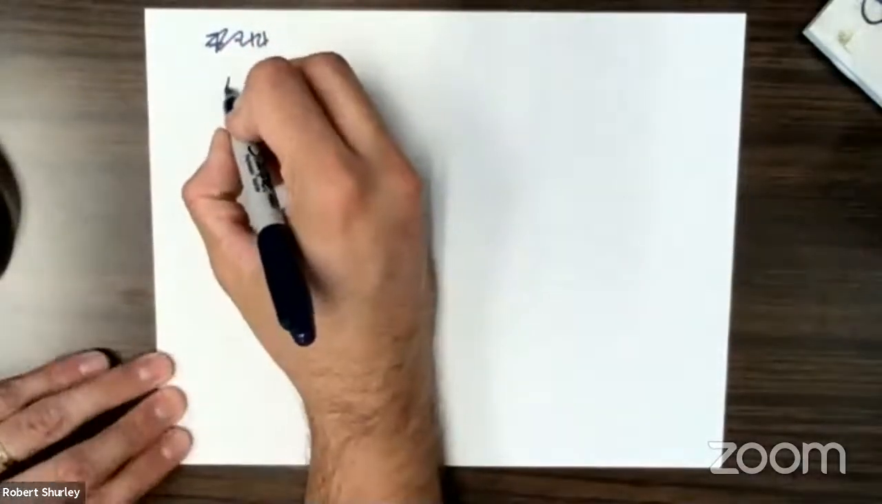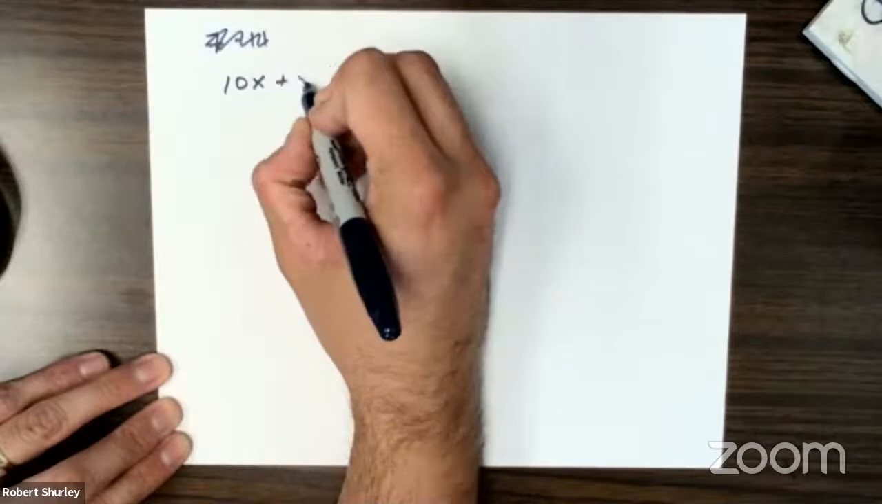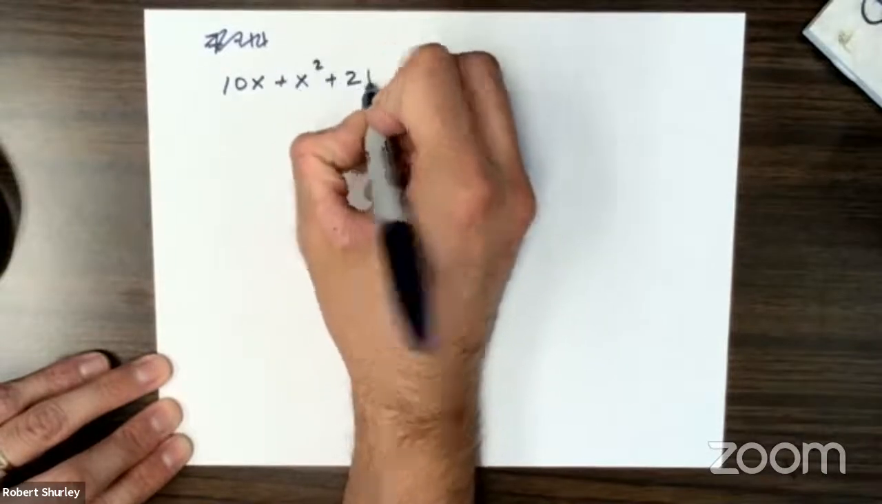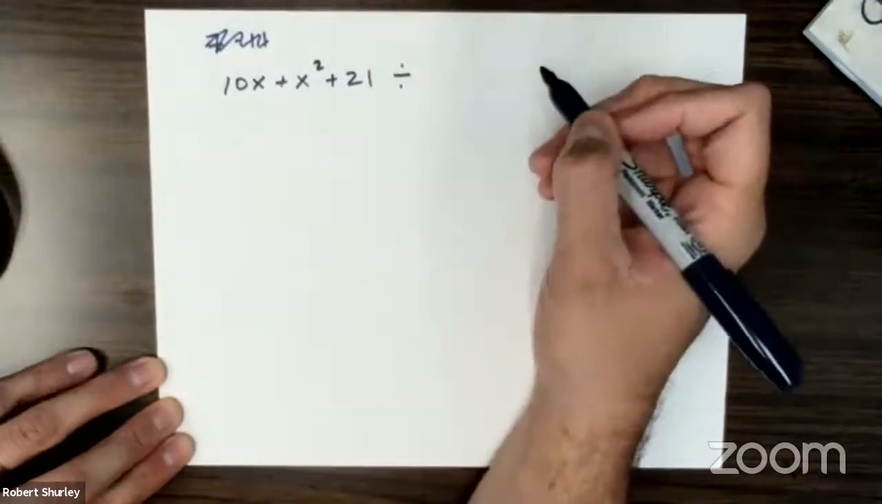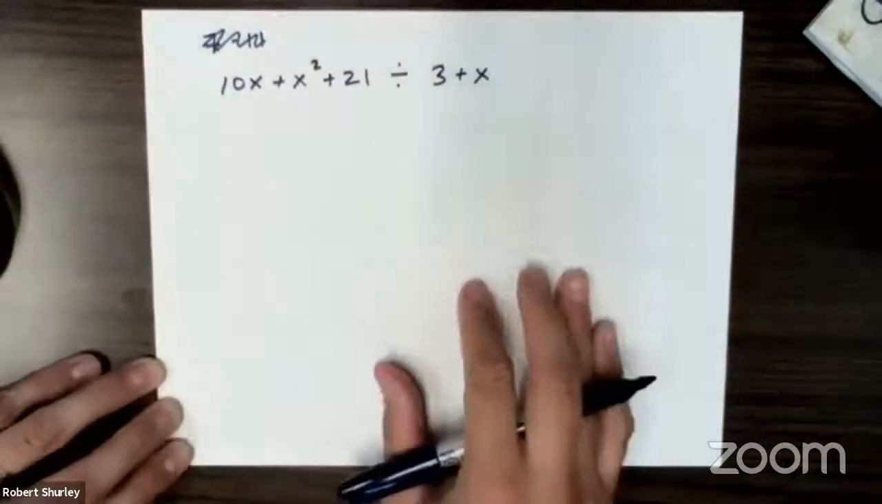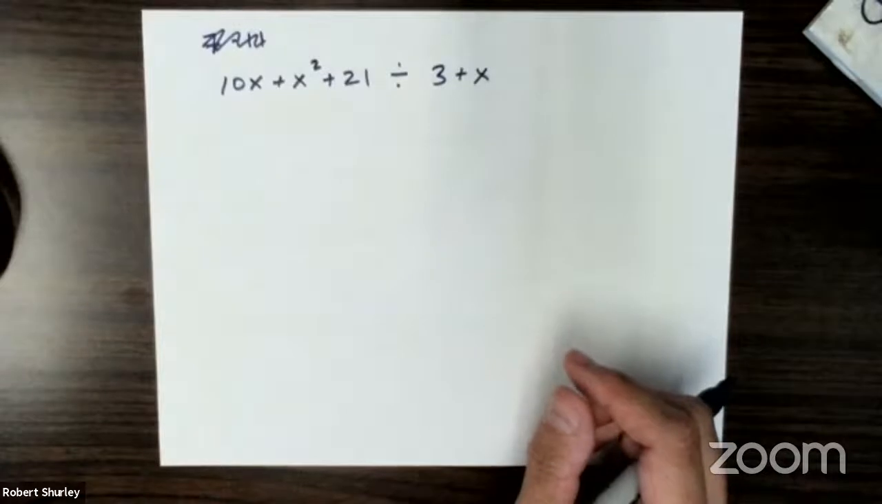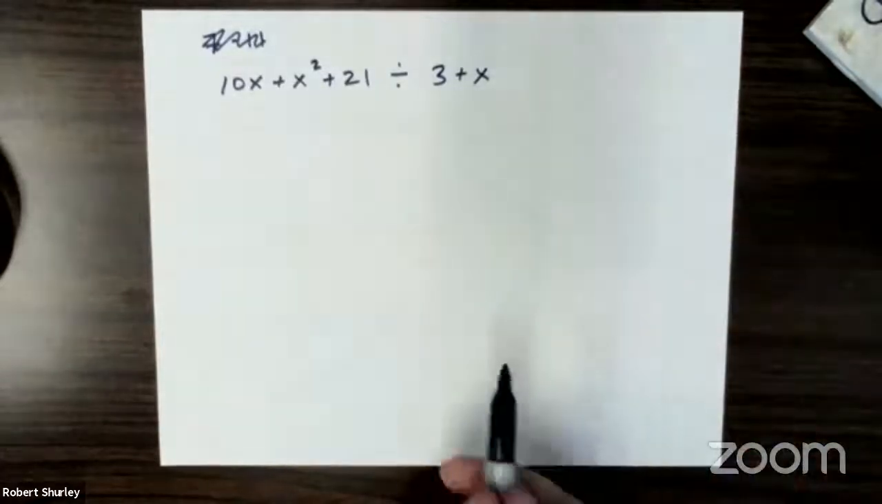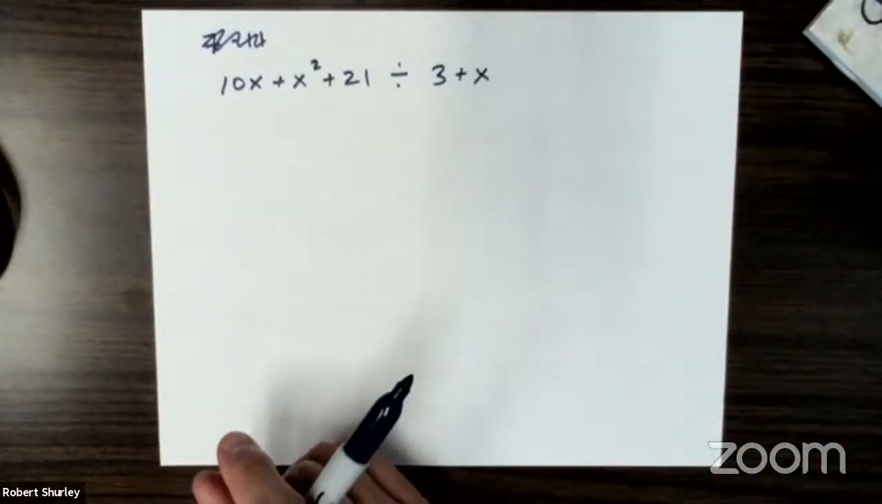So let's say we had 10x plus x squared plus 21, and I want to divide it by 3 plus x. Okay, 10x plus x squared plus 21, and I want to divide this by 3 plus x.